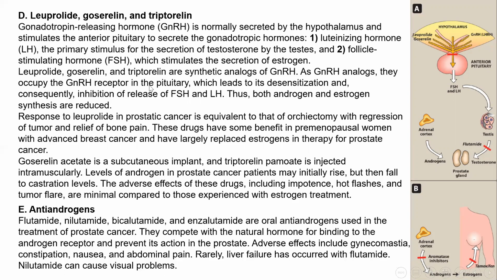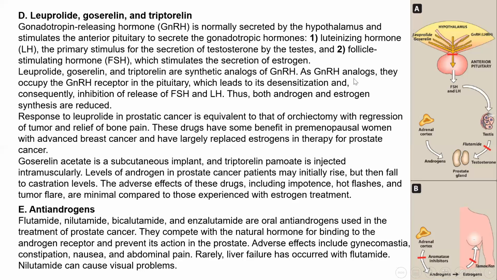So these agents have been developed. They have chemical structures similar to GnRH. We have three major agents here. We have leuprolide, goserelin, and triptorelin. All of them, as we say, are analogs of GnRH.